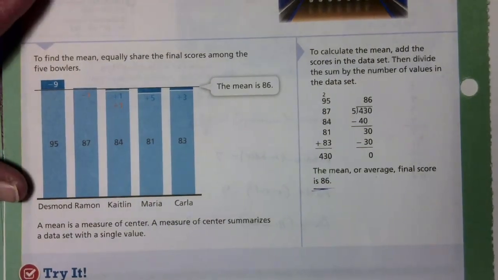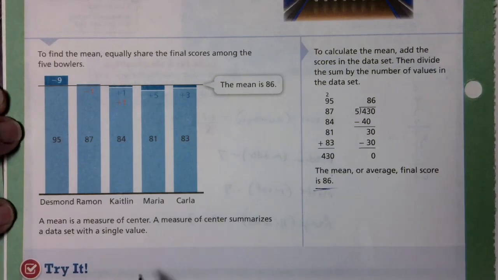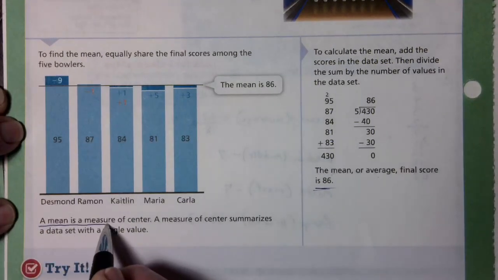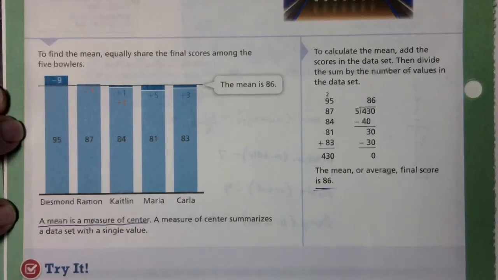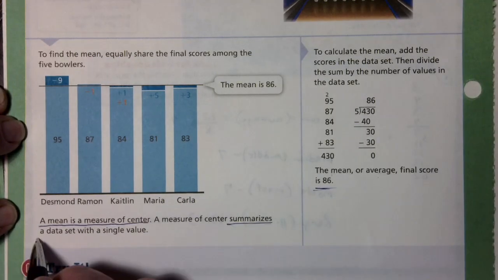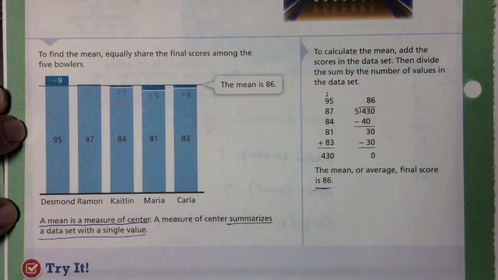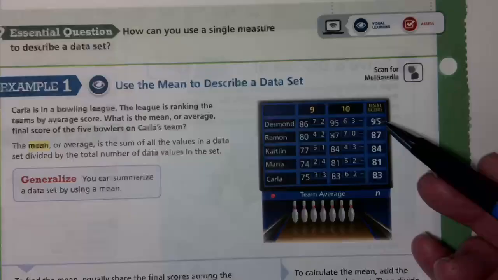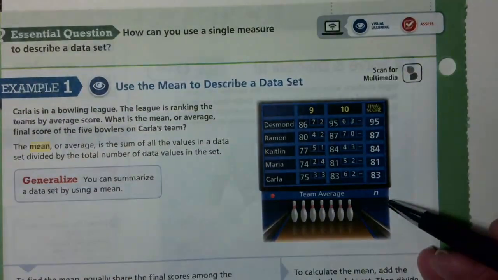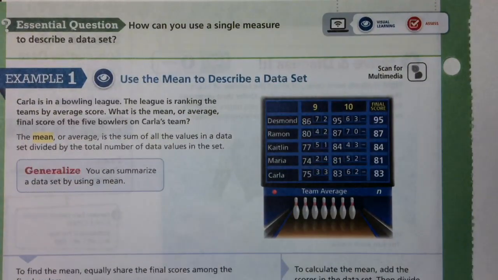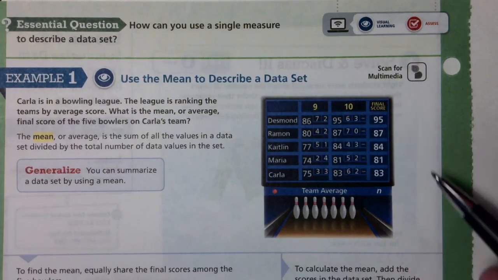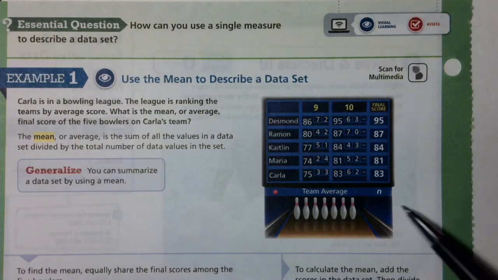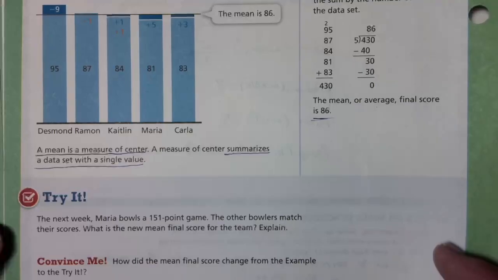A mean is called a measure of center. A measure of center summarizes a data set with a single value. What this means is, if all 5 of these bowlers had bowled an 86, that would be the mean. See, there's some higher than 86, there's some lower than 86, but the average is 86. So the mean is called a measure of center.